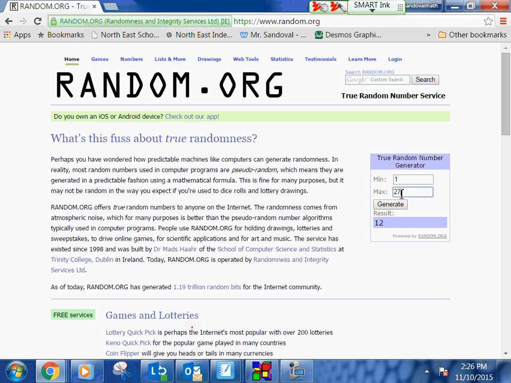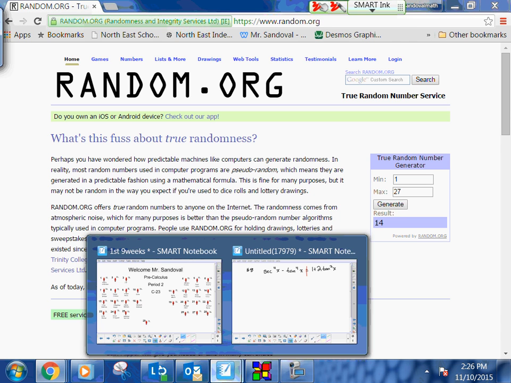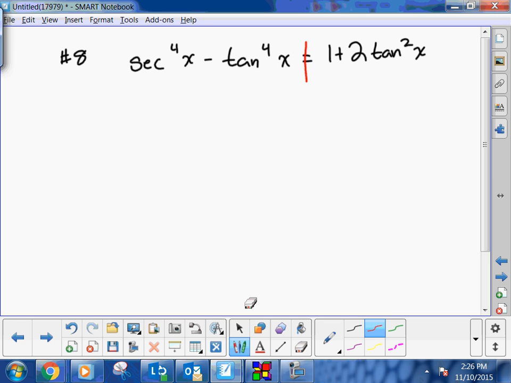Let's see, the class is 27. Wait for it for a second. All right, let's go, it's 14. Oh, it's you, Reagan? All right, lovely. Now, Reagan, tell me, did you notice something on your trig identity sheet? What is something you can share with me?